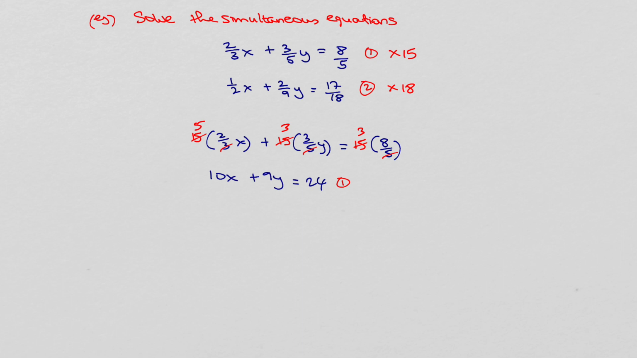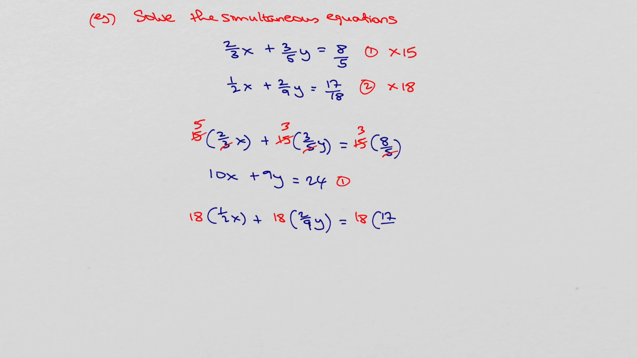If I do the same to the second equation, I'm multiplying 18 by a half x, and 18 times 2 over 9y, and that's equal to 18 times 17 over 18. To simplify, well, 2 goes into 18 9 times, 9 goes into 18 twice, and 18 goes into 18 once, which then leaves me with 9x plus 4y is equal to 17.